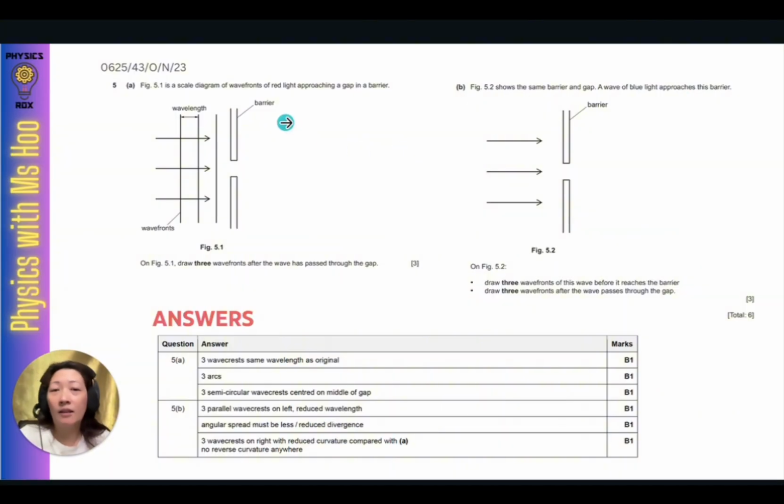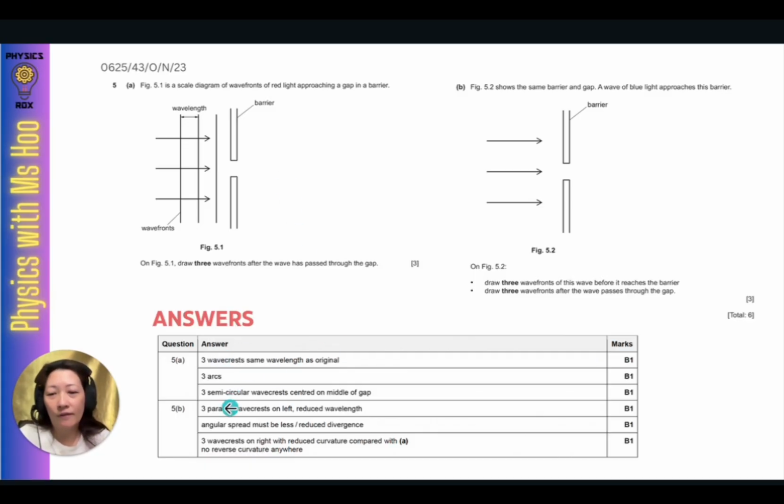Red light has a longer wavelength than blue light. Therefore, in question A, figure 5.1, you need to draw the circular waves, whereas in B, you draw the other shape, the straight line with curved edges. This is because, as you should have known by now, the greater the wavelength, the more obvious the diffraction, therefore the wave would be circular.